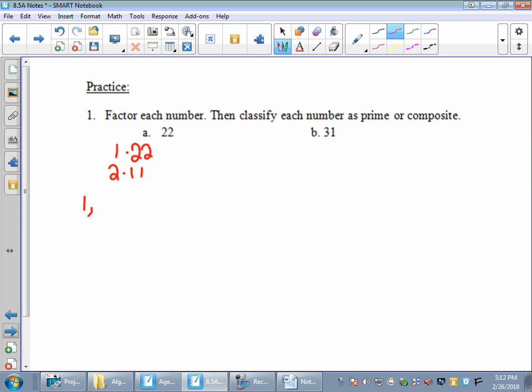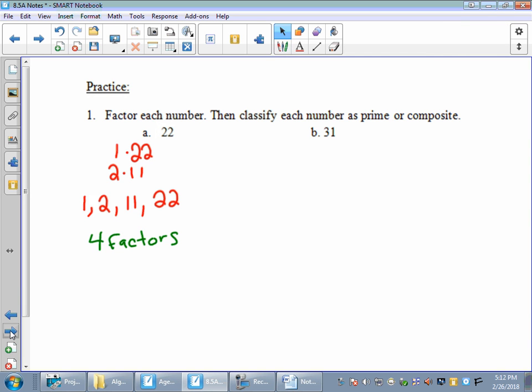So if I list all of these out in a nice line, I can go down this column and then up that one. So 1, 2, 11, 22. Basically, going down and then up is how I write it in numerical order. Now, how many factors does 22 have? I'd say it has 4. And since it has 4 factors, I know 4 is greater than 2, so I can say 22 is composite.